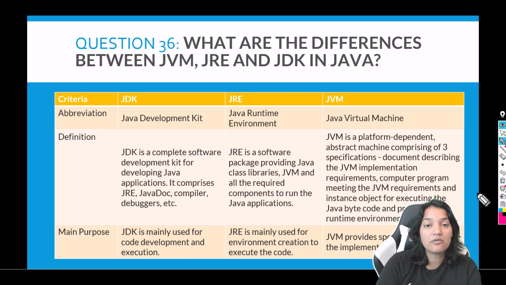Now, what is the main purpose of the JDK? JDK is basically used for development and execution. JRE is mainly used for environment creation to execute the code. It needs that environment to execute the code. That is the purpose of JRE. Now, JVM provides the specification for all the implementations to the JRE. So whatever implementations are there, the specifications for those are provided by the JVM.